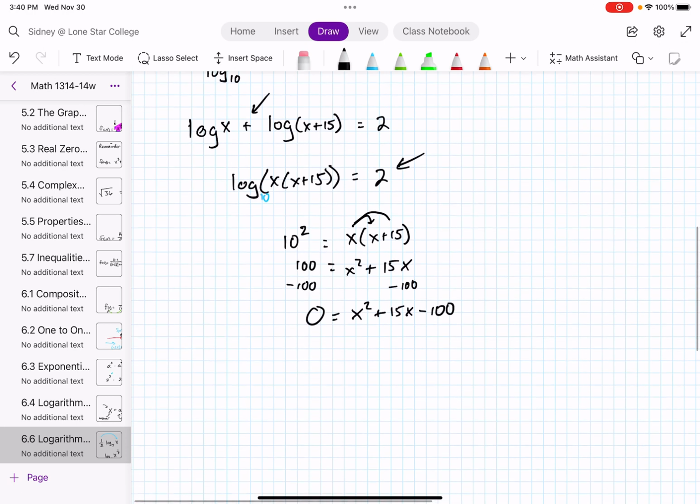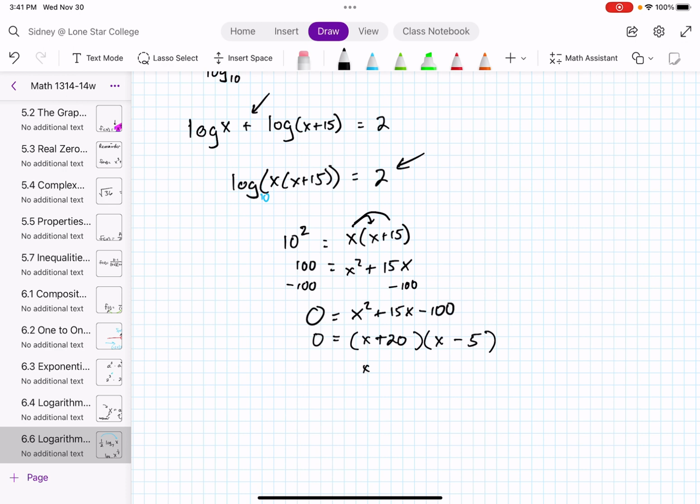Now, with this, I need to factor and solve. So I have x plus or minus something times x plus or minus something. I need two numbers that multiply together to be negative 100 and add together to be positive 15. And I believe that is going to be positive 20 and negative 5. 20 times negative 5 is negative 100. 20 plus negative 5 is positive 15.